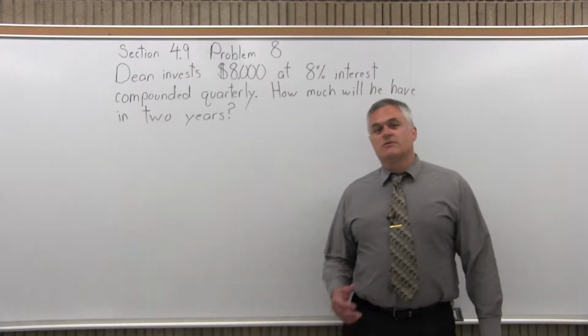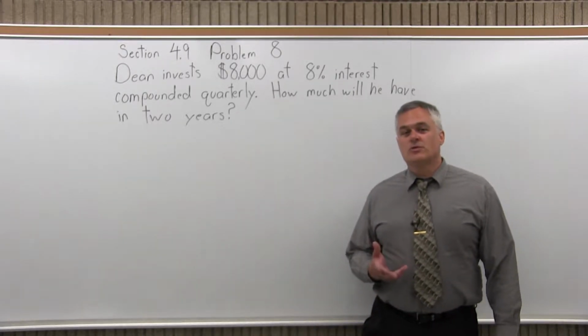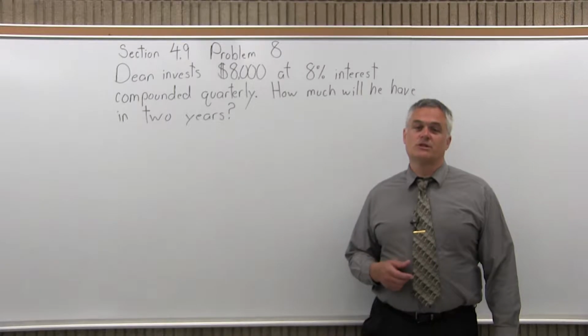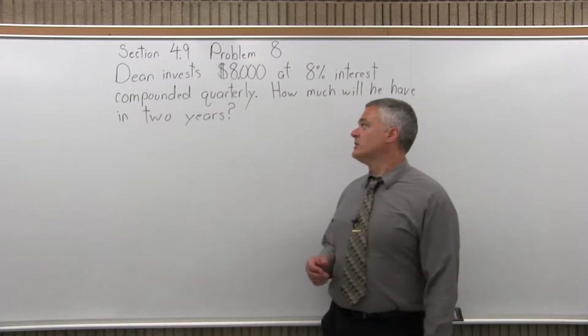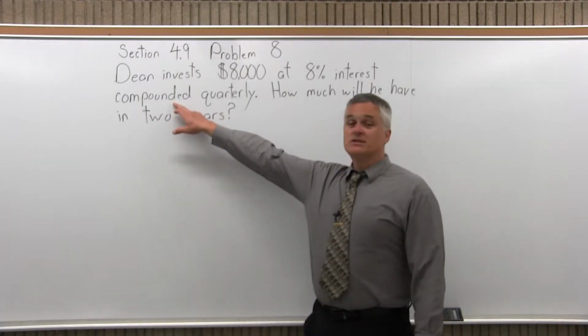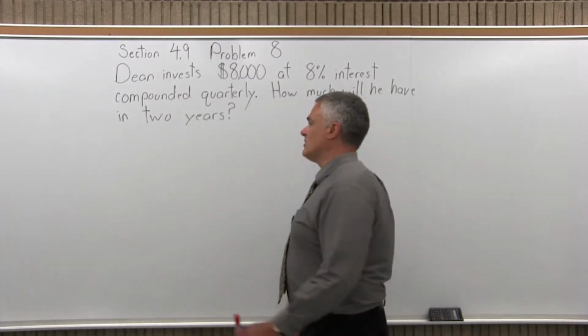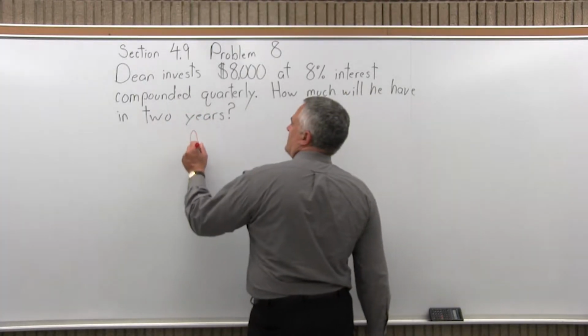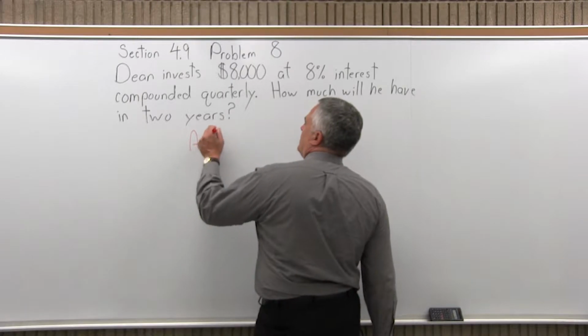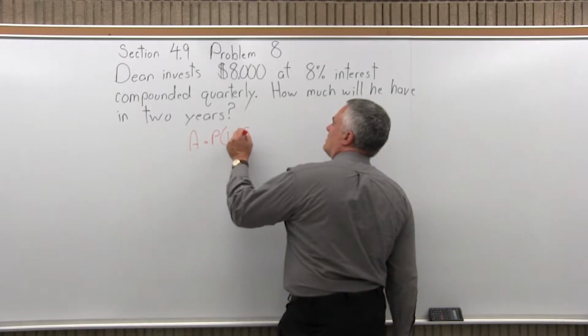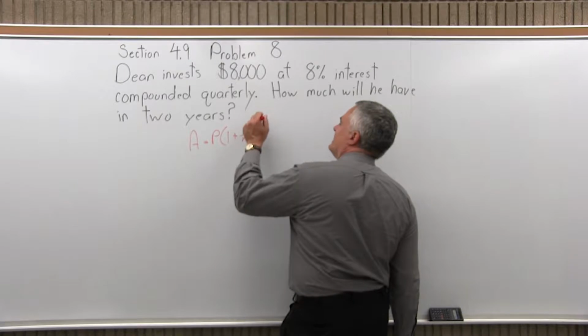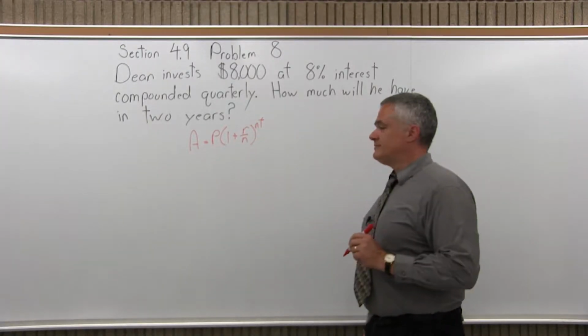For any of these problems, the first thing you need to do is decide which of the two formulas from this section you're going to use. There's a simple interest formula and a compound interest formula. This one mentions compounds specifically, so we're going to use a compound interest formula. It is A equals P times, in parentheses, 1 plus R over N, to the N times T power.